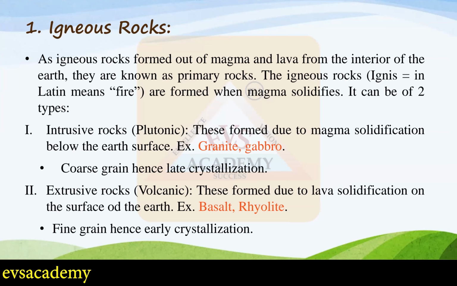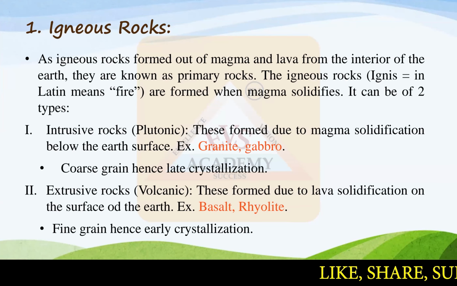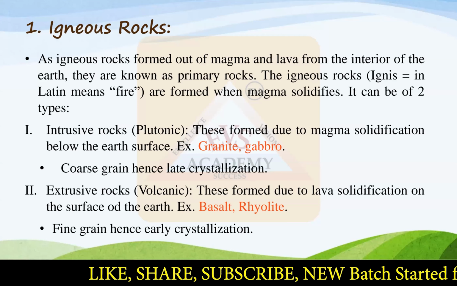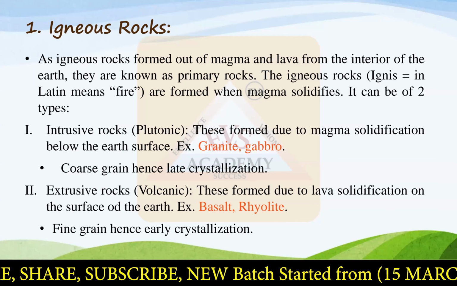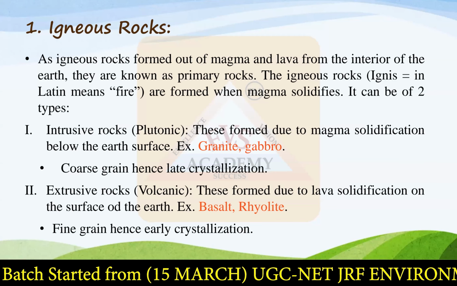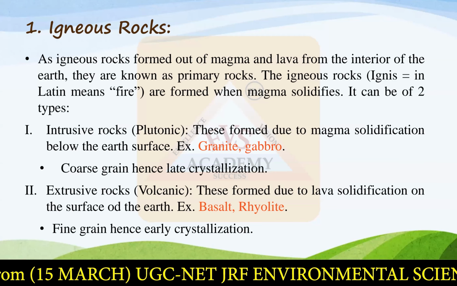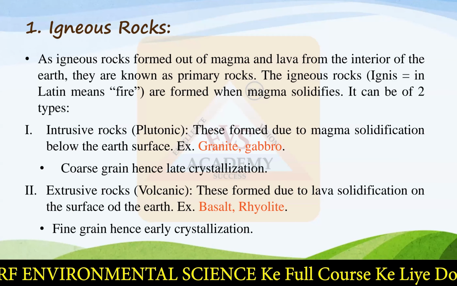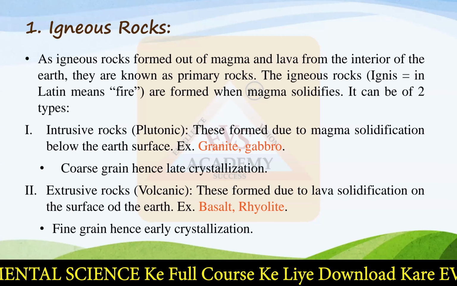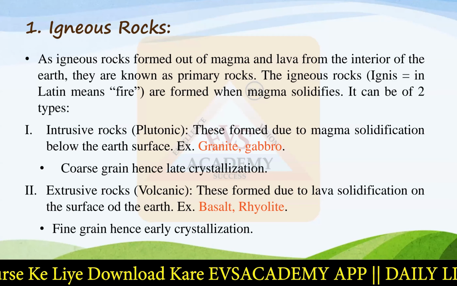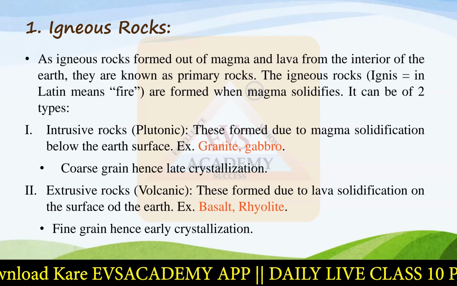So here, one by one, we have to discuss the details of all these types of rocks. As we have discussed, the igneous rocks are formed out of the magma or lava from the interior of the earth, which is coming out. If it is present in the interior of the earth, it is called magma. If it comes out on the surface of the earth through any volcanic eruption or earthquake, that is termed lava. And the rocks formed through it are called primary rocks.